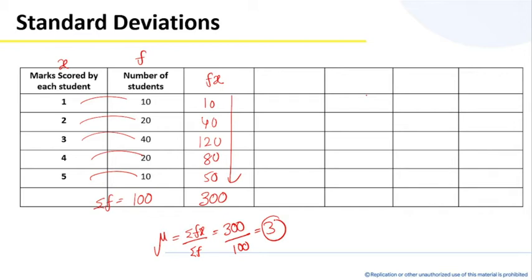Now I'm really interested in calculating the mean deviations and standard deviations. When you look at 3 and 1, how far away are they from each other? 2. 3 and 1. So I'm calculating mu minus x: 3 and 2, 1 unit; 3 and 3, 0; 3 and 4, 1; 3 and 5, 2 units. But how many such observations do I have? I have 10 such observations.